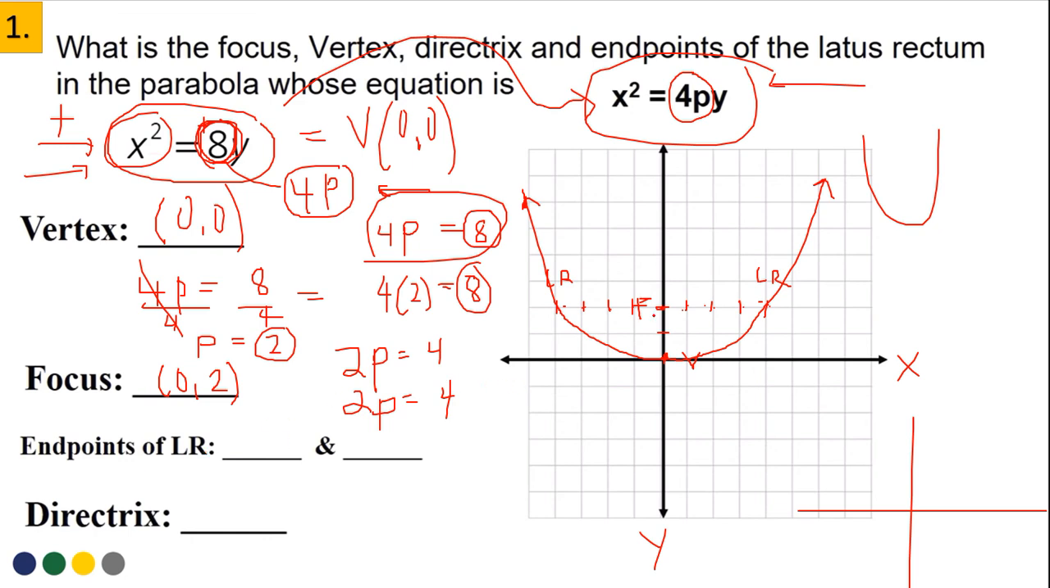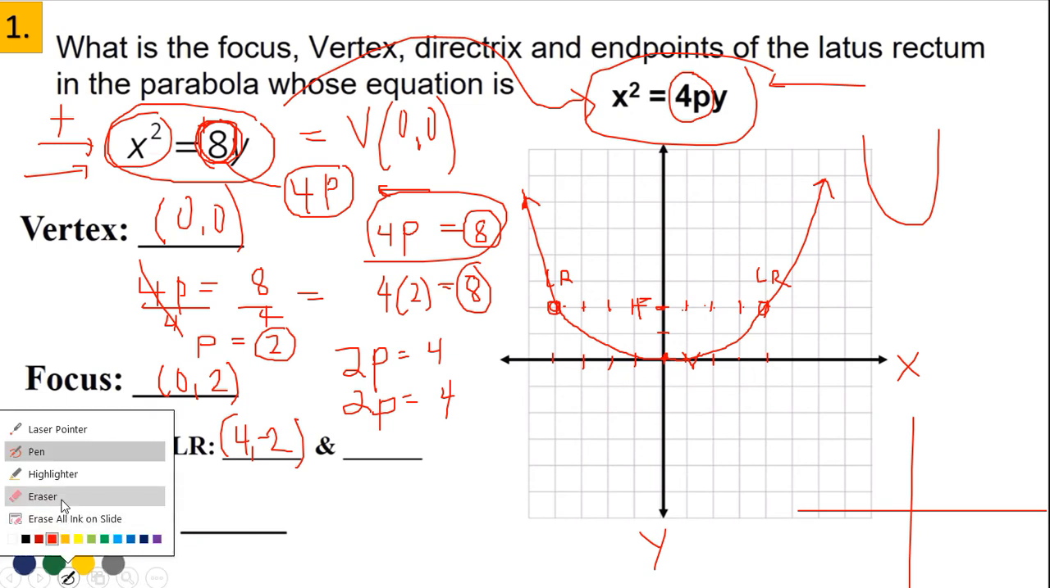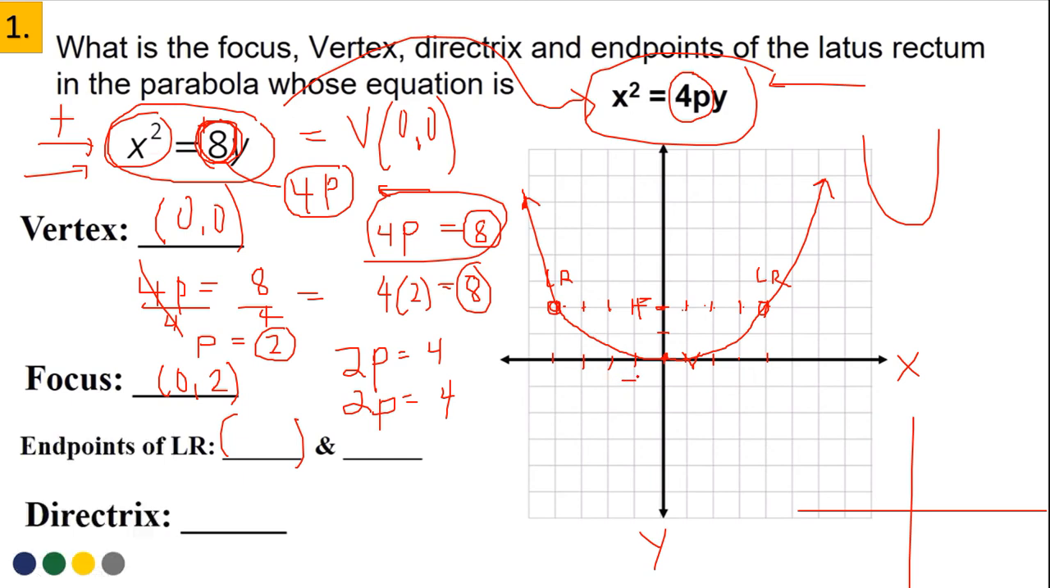Yung to the left is, this is 1, 2, 3, 4. So, 4, tapos 1, 2. 4, nandito yung isang LR. So, 4, 2. Next LR is yung isa, 1, 2, 3, 4. At dito sila nag-meet. Negative 2 rather. Negative 4 rather. Sorry. Kasi x pa. So, this is negative 1, negative 2, negative 3, negative 4. So, this is negative 4.